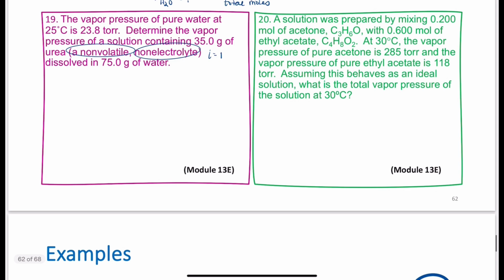Outside of class, you can look this up. If this was on a quiz or an exam, I would give you the formula for urea. But moles of urea: I have 35 grams, and urea has a mass of 60.06 grams per mole. So I have 0.583 moles of urea. Number of moles of water: 75.0 grams going into moles gives me 4.16 moles of water.